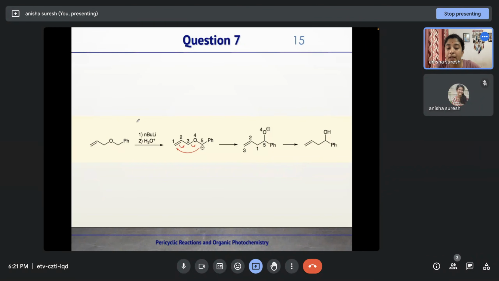So here, the butyl lithium will be acting as a base. It will abstract the acidic proton. The acidic proton will be present here because it will lead to formation of a benzylic anion. Benzylic anion will be more stable. So this proton will be abstracted and we will get this intermediate. Now it will undergo a 3, 2 or 2, 3 sigmatropic rearrangement.